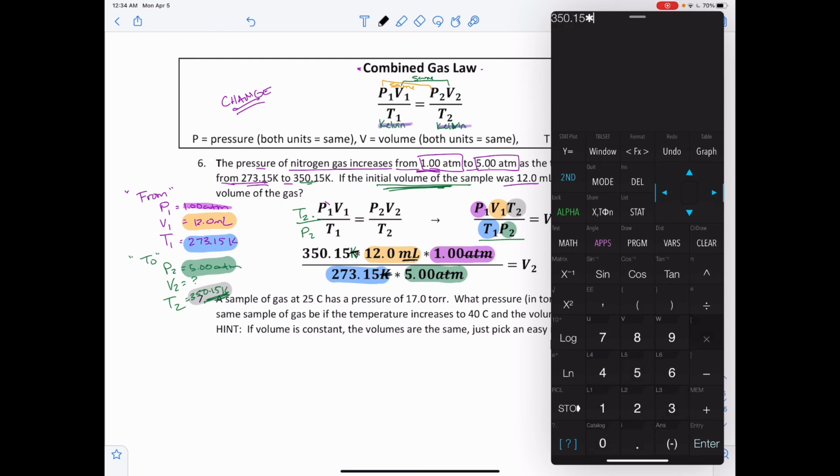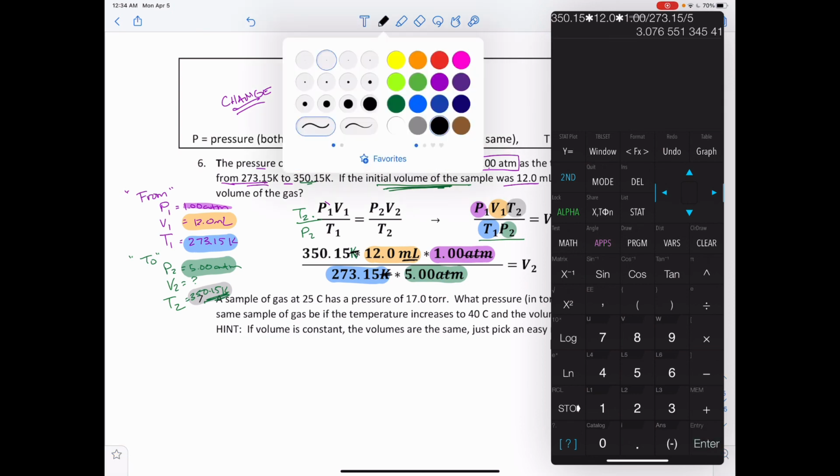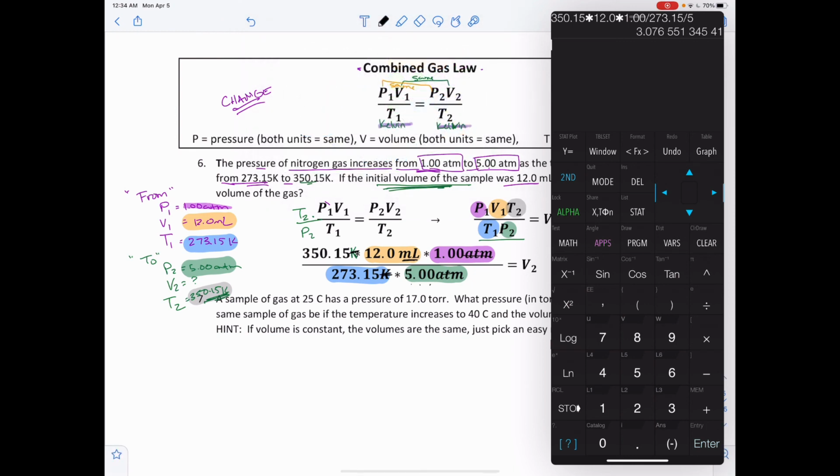350.15 times 12.0 times 1.00. You don't have to put the 1 in. 273.15 divided by 5. If you don't use two divide signs like that, make sure you've got parentheses around it in the denominator. And so you'll notice the sig figs in here are still sitting at 3. So this gives me 3.07. I'm going to throw another one in just to show that the 7 gets bumped up.